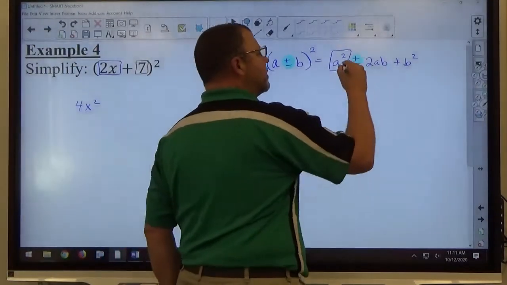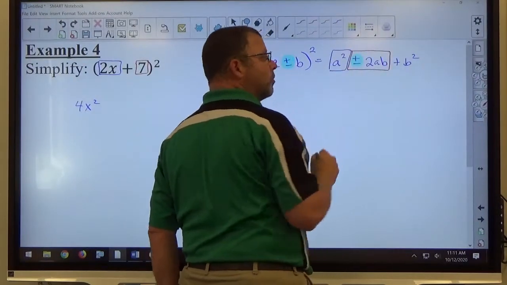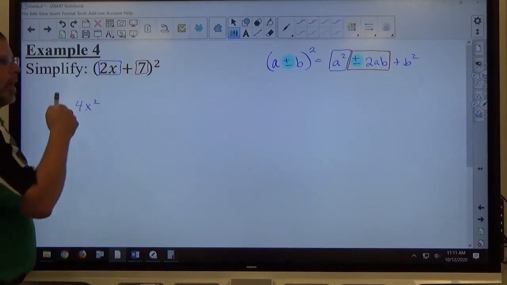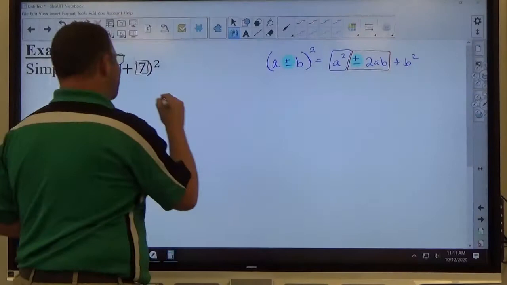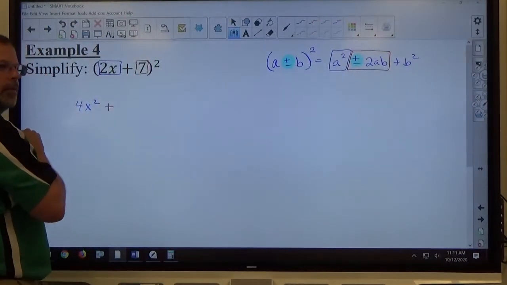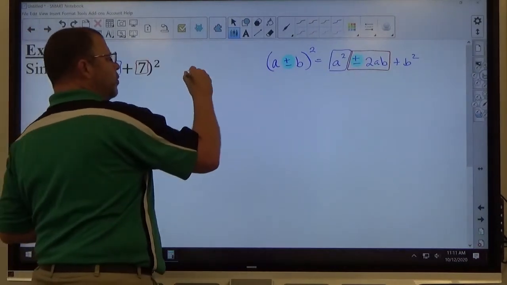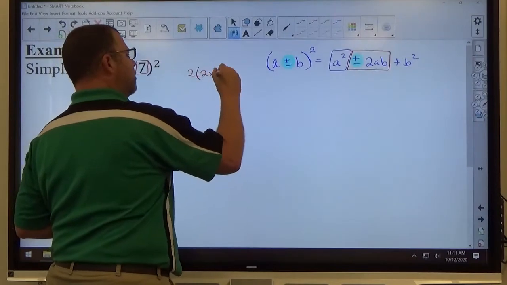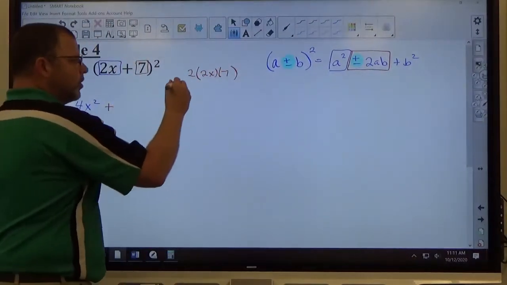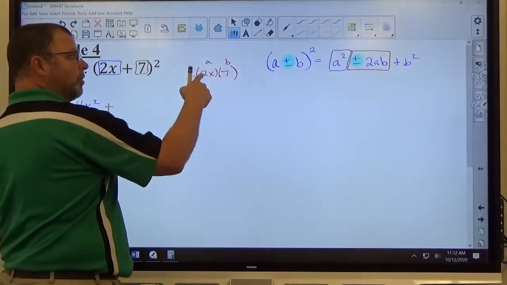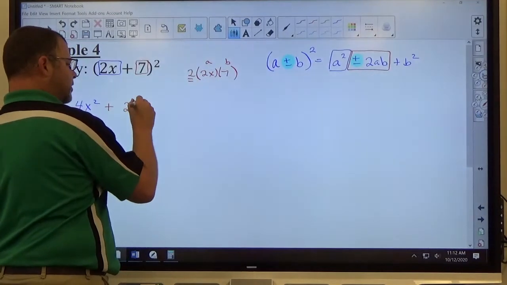The second piece says plus or minus 2 times A times B. The 2 is the number 2, just a regular number 2, it's just part of the formula. A is whatever this is, and B is whatever that is. So it says plus or minus, this says plus, so I'm going to write plus. Again, whatever the sign is in the problem is what goes right here. Then I'm doing 2 times A times B. This 2 is part of the formula. This is A, this is B. 2 times 2 is 4, times 7 is 28, times x is 28x.